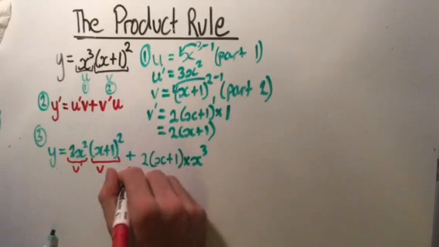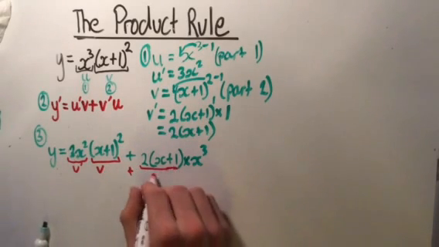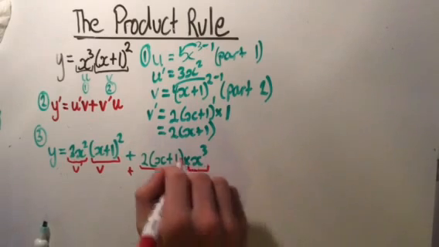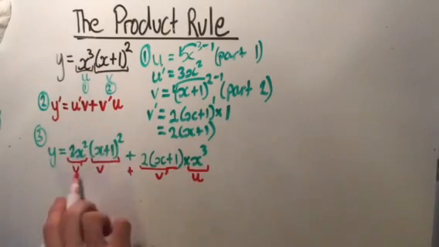So you can see here I've done plus 2(x plus 1) was our v dash, and we know that our u was just the first part. So I've used this equation exactly here.